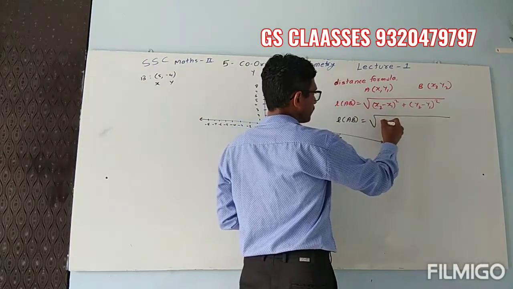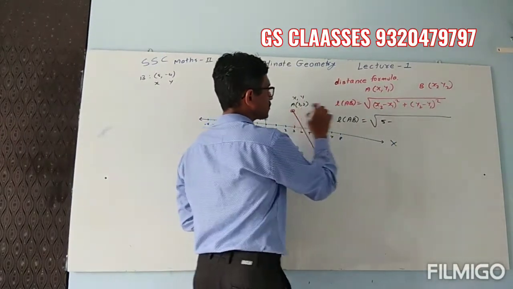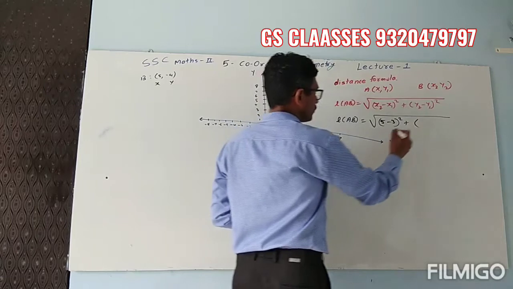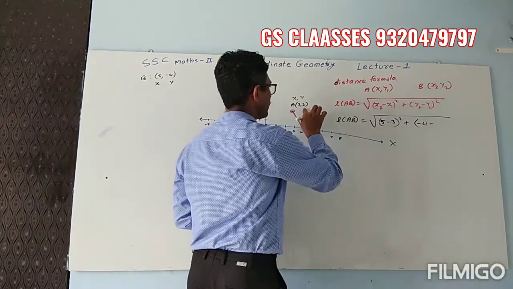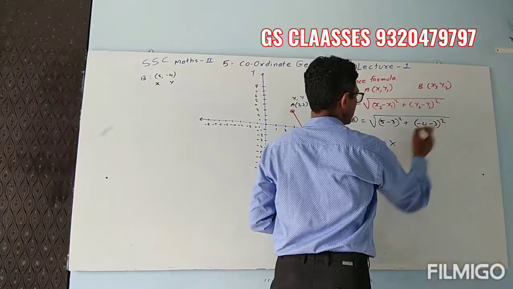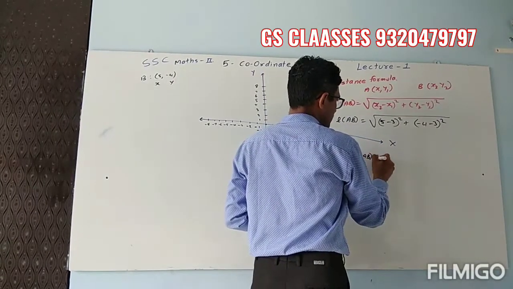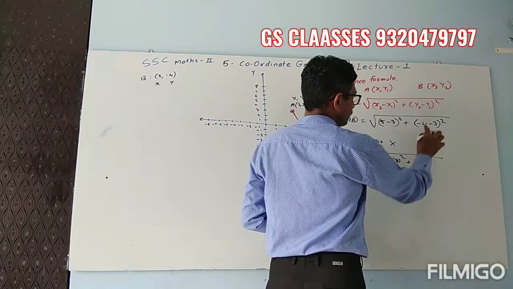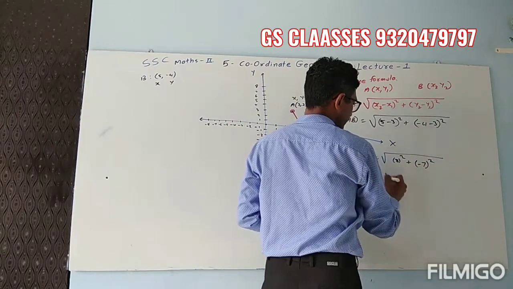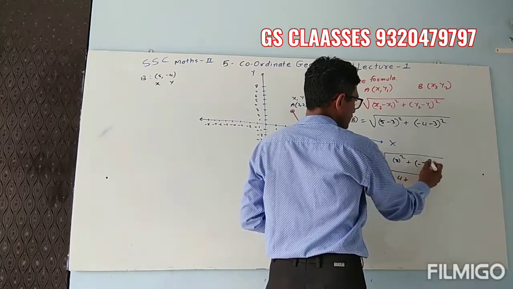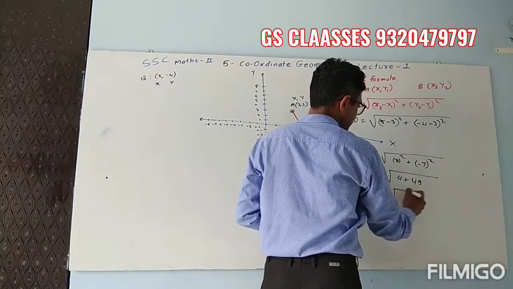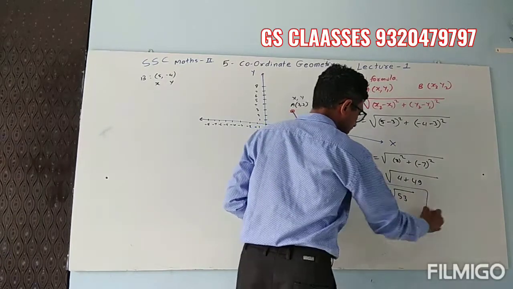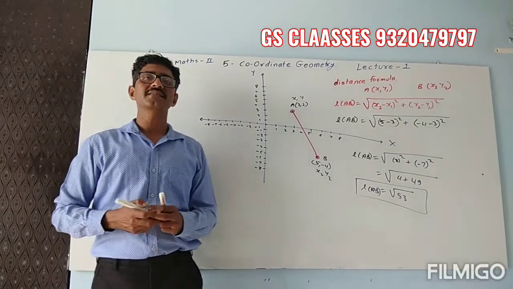The x2 value is 5 minus the x1 value 3, the whole square, plus the y2 value -4 minus the y1 value -3. So length AB is going to be 5 minus 3, which is 2, squared, and 4 minus 3, which is 7, squared. 2 squared is 4, 7 squared is 49. So the answer comes out as 53. So length AB in this case is root 53.